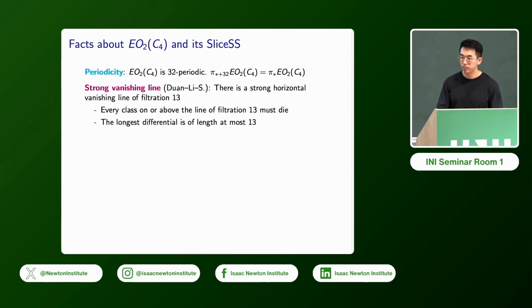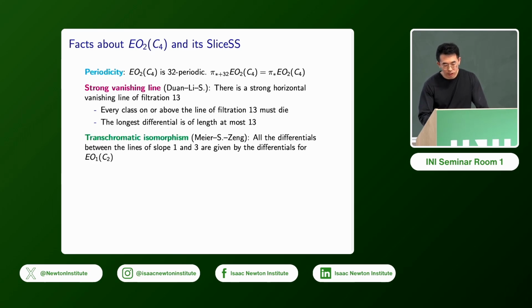Which spectral sequence? The slice spectral sequence, and also the homotopy fixed point and the Tate. But all the spectral sequences computing these theories are related. There's also the transchromatic isomorphism, which says that, you see the spectral sequence has different regions, and the transchromatic isomorphism is telling you that all the differentials in a certain region can be determined by the differentials for the smaller height theories.